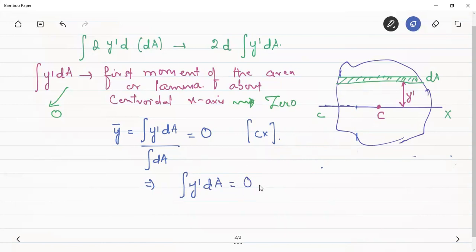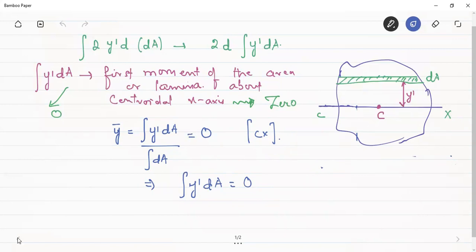And what does this give us? This gives us the first moment of the area or the lamina about this particular x-axis, which is the centroidal x-axis, and this result will always be 0. It is an important result with respect to the objectives. The first moment of the area about a centroidal axis is 0, whether it is the x-axis or y-axis.